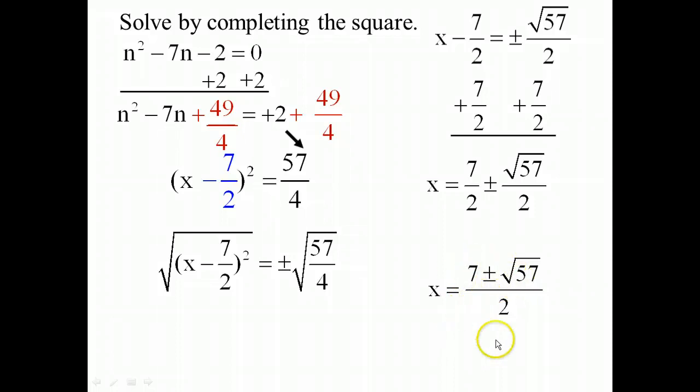At this kind of answer, you just stop and say, that's as far as I can go. I can't reduce 57, and that's all. But if this was like 64, you have to keep going and actually get the 2 rational answers.